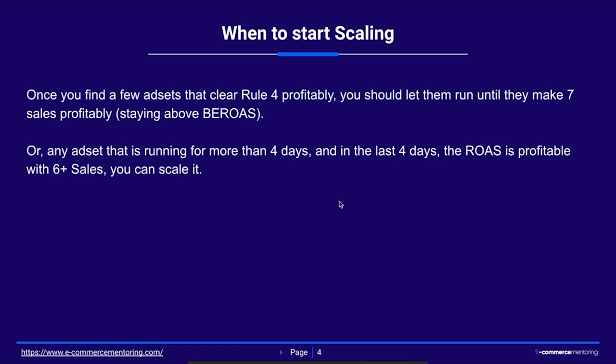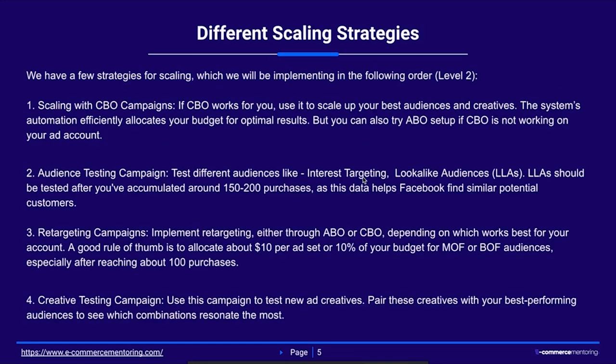So this is the rule for initial scaling, like when you are at your testing phase and now you are shifting to the scaling phase, or in between as well. If you find any ad set that is profitable from the last 4 days and has given you 6 plus purchases, you can scale it. Okay, so let's see different scaling strategies. We have a few strategies for scaling, which we will be implementing in the following order. You can implement a strategy before the other, but these are the strategies that we go for, and we call it level 2 scaling.